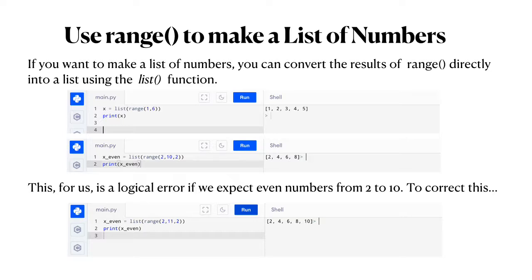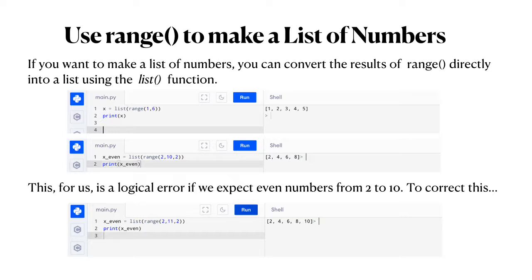If 2 to 10, if I read it in terms of English words, x underscore even is equal to a list of numbers with a range from 2 to 10 with a step size of 2. So it ends at 10. Again, when Python sees code that ends at 10, it will not include 10. So, 2, the next step size after 2 is 4.